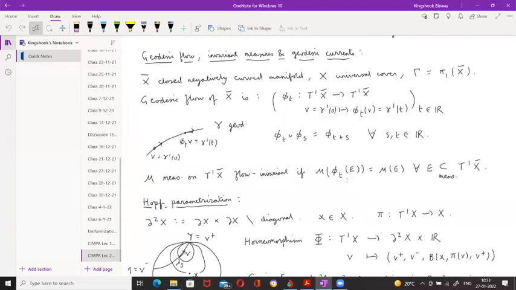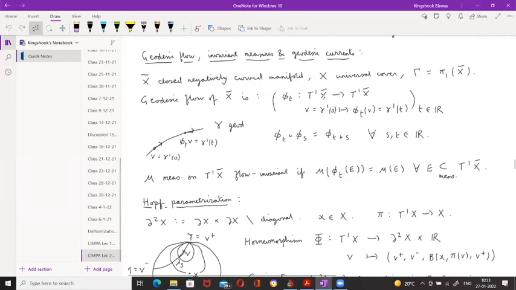I'll try and finish. Okay, so let me talk a bit about the geodesic flow. So suppose X bar is a closed negatively curved manifold, X is the universal cover and gamma is the fundamental group. So what is the geodesic flow of X bar? Well, it's a flow, I mean, a one parameter group of diffeomorphisms of the unit tangent bundle of X bar. So that means the set of unit norm tangent vectors in X bar.